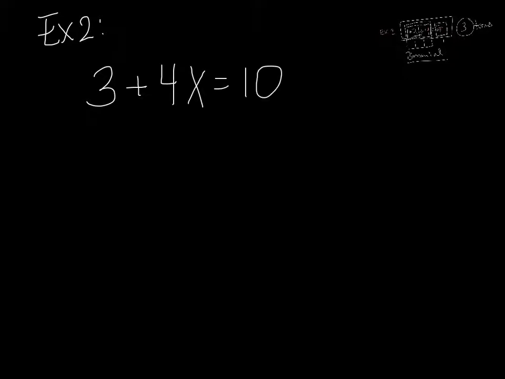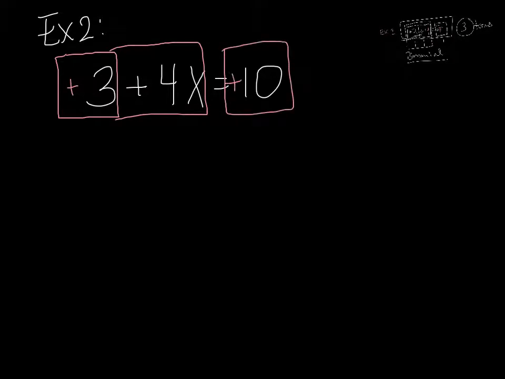All right, so example 2, and we're just going to focus on boxing off our terms. So let's look at example 2. We've got 3 plus 4x equals 10. That's our equation. And all we want you to do is box off your terms, give them an operator if they don't have it, and then tell me how many terms you have. So here we have 1 term, 2 terms, 3 terms in that equation.